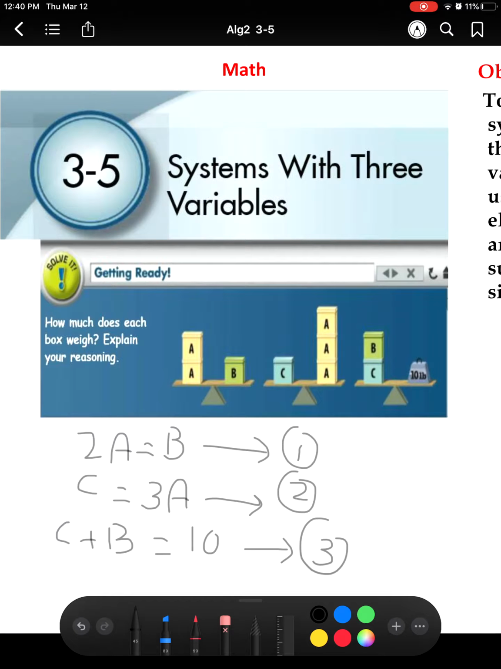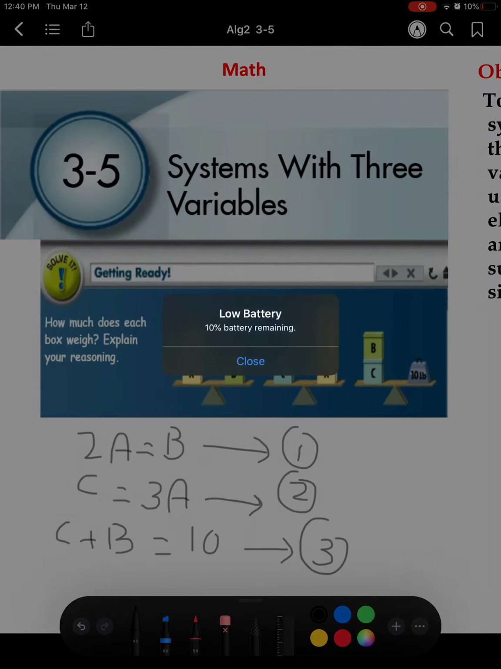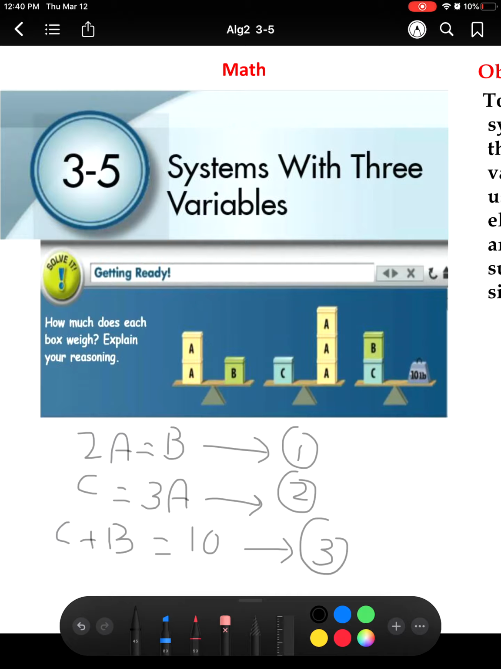Now what I wrote here is called a system with 3 variables because I have a, b, and c. Solving this system, I have to find the value of each of them, a and b and c.